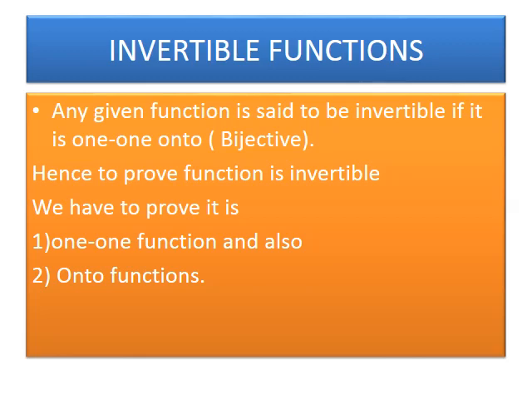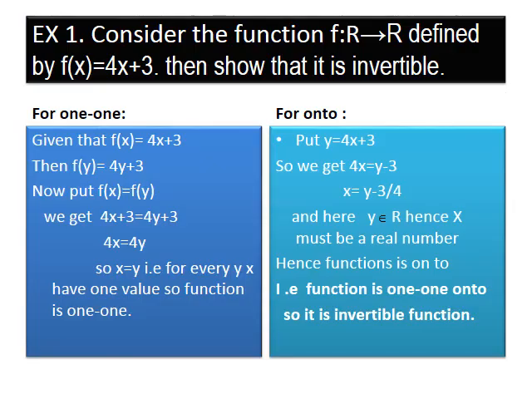Hence to prove whether a function is invertible or not, first of all we have to prove it is a one-one function. After that we have to prove it is also an onto function. As we had discussed about one-one and onto functions earlier. Okay everyone, now let's see an example.